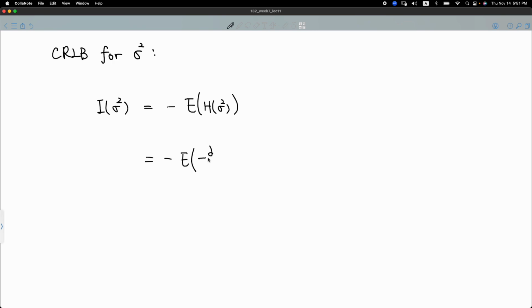So we need to take the second order derivative. Let me put it twice here to emphasize that. And then the log likelihood function, which is negative 1/2 log of 2 pi sigma squared, minus 1 over 2 sigma squared times x minus mu squared. So we want to evaluate the expected value of the second order derivative of the log likelihood function, which is essentially the Hessian. Okay.